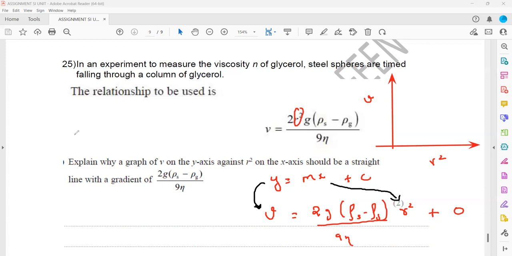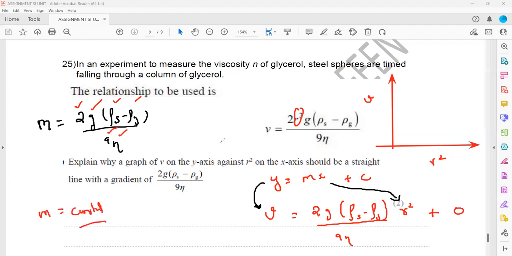So what is the gradient? What we are left with, that is all gradient. So the gradient is equal to 2g, the difference in the densities, divided by 9 eta. How will this gradient be constant? 2 is constant, 2 does not change. The value of gravity also remains constant. The density of an object remains constant at a specific temperature. The viscosity also remains constant at a specific temperature. And 9 also is a constant. So all are constants. So it means the gradient will be constant.